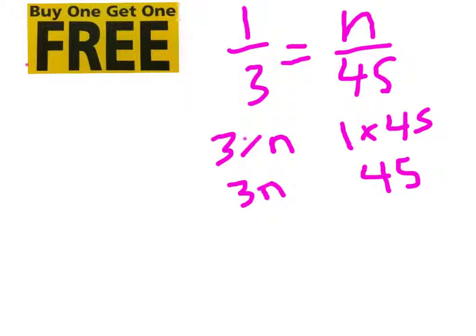What is the greatest common factor for the 2 numbers? It is 3. Divide by the greatest common factor. 3n divided by 3 equals n, and 45 divided by 3 equals 15. So n equals 15.